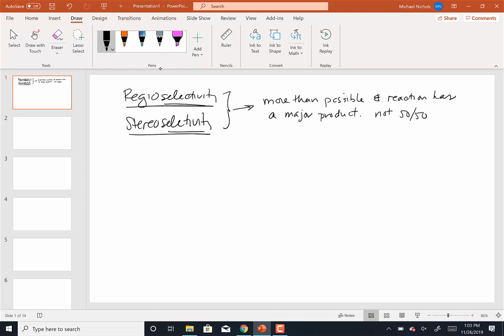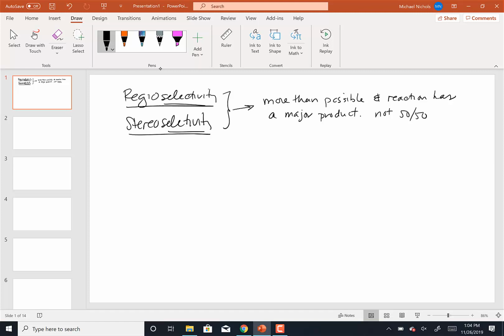So for a reaction to be selective, if you only have one product, you're not selective. If you don't have a major product because everything is 50-50, you're not selective. So it's going to be as easy to say when is this not selective as when it is selective. We're going to have to write the possible products, and then if there's a major product, that would be selective. The difference in these two is regio versus stereo.